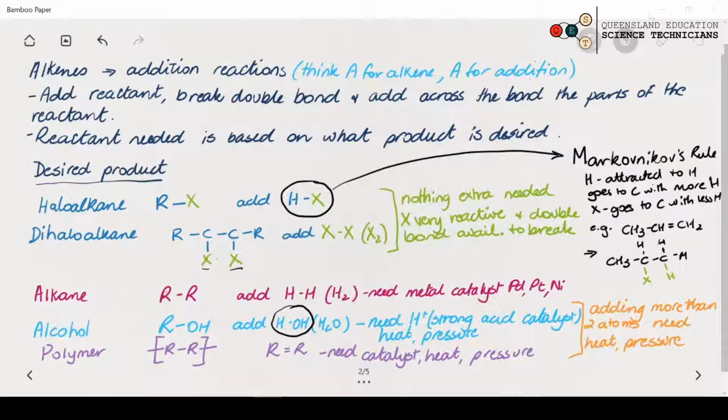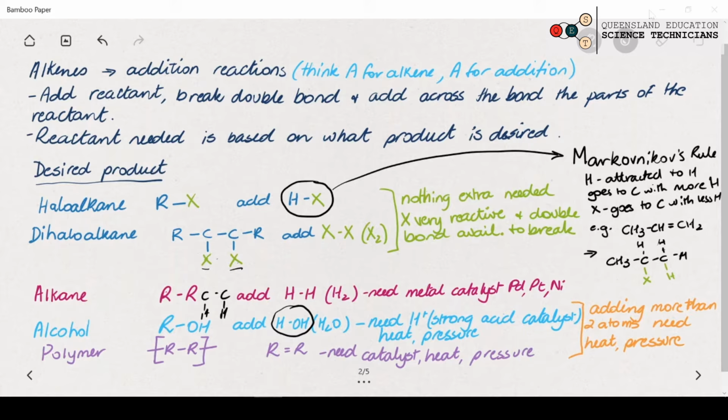Whereas with our alkanes, our alcohols, and our polymers, we need to add a catalyst because we need to lower that activation energy to be able to help break that bond. So all of them require a form of catalyst. So if we're trying to make an alkane from an alkene, we add hydrogen because what we're trying to do is create an alkane with saturation. So we need to add some hydrogens. So with that, we'll need a metal catalyst, and the commonly used ones are palladium, platinum, and nickel.